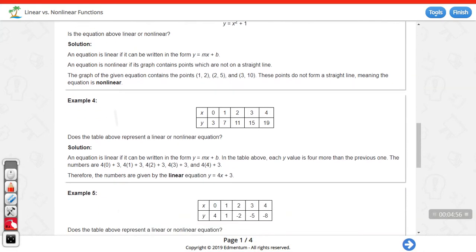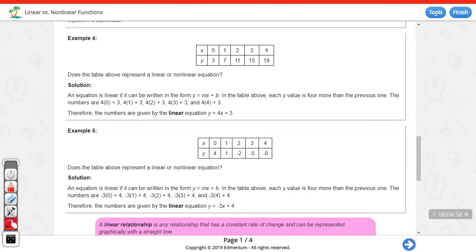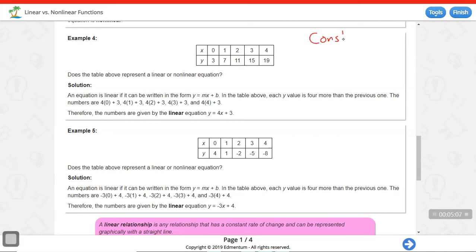Now we step it up a notch and we take a look at some tables. And if we're looking at a table to determine if something is linear or nonlinear, all lines, in order to have a line, they have a constant rate of change. Constant rate of change. That is the slope that you can calculate.